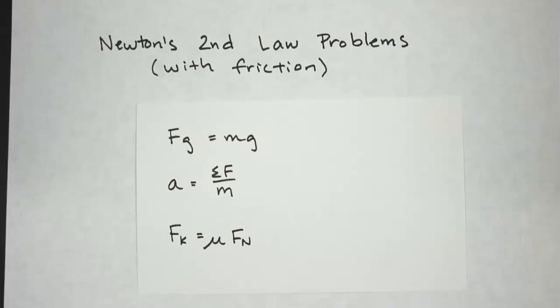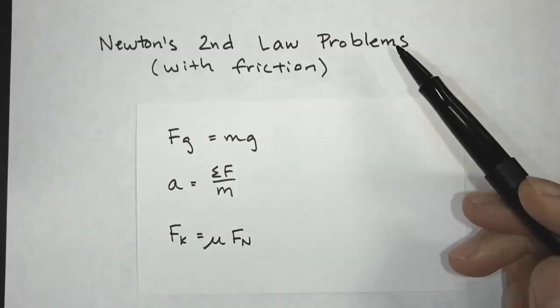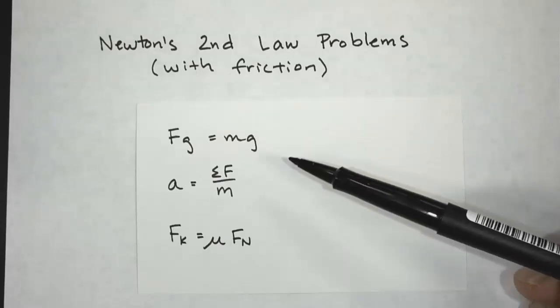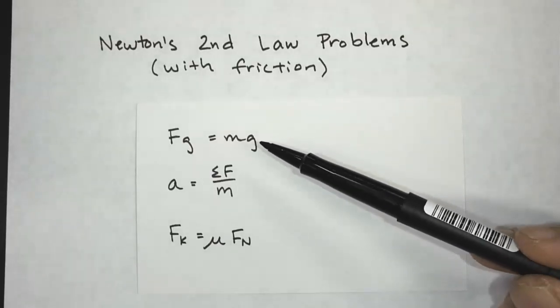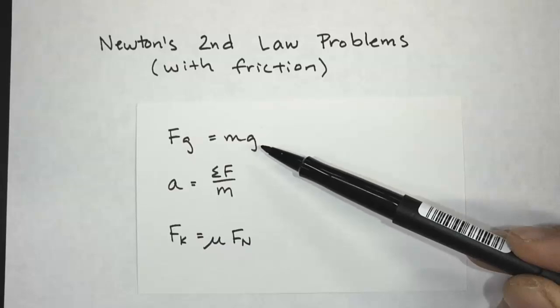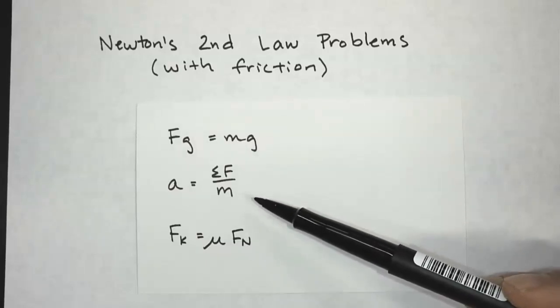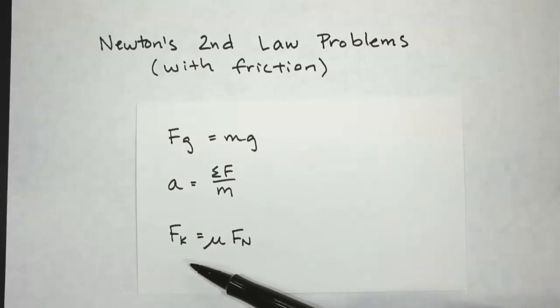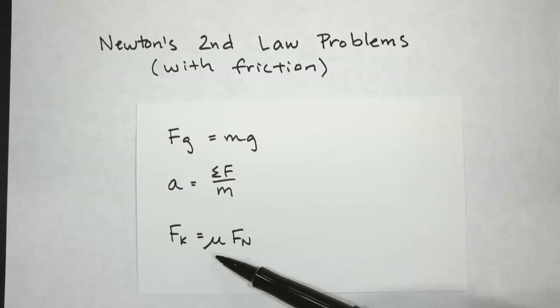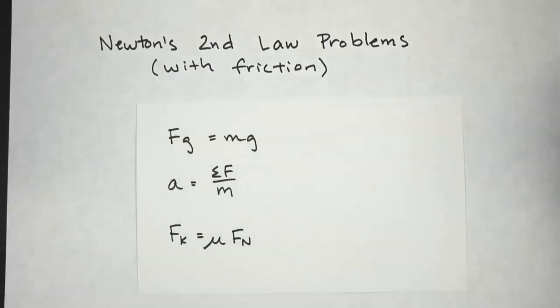In this video, we're going to be working through Newton's second law problems with friction. And these are the equations that we'll be using. The first one is the gravitational force, or weight, is equal to mass times g. Acceleration is net force divided by mass. And kinetic friction is equal to the coefficient of friction times the normal force.